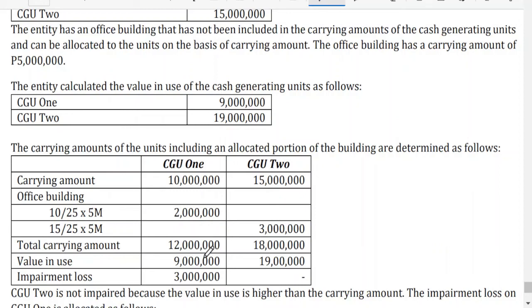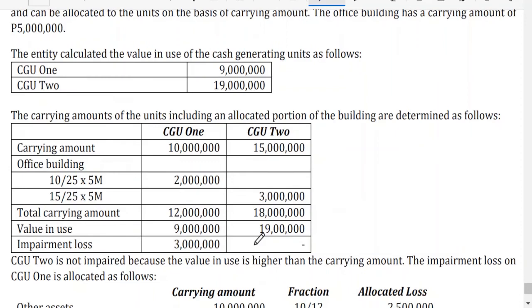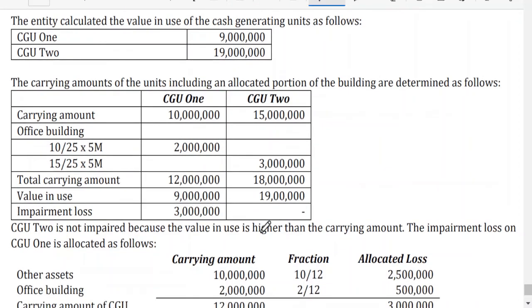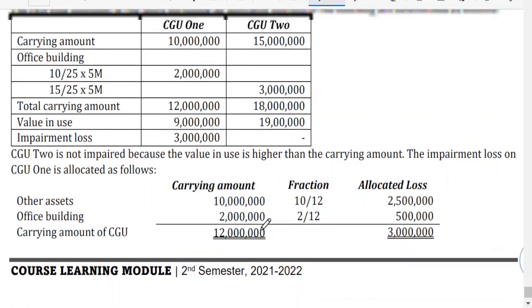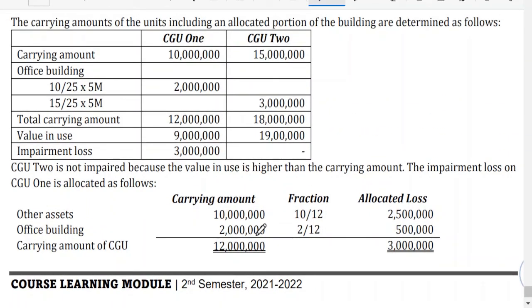For CGU1, the value in use is 9 million. Meanwhile, the CGU2 has a value in use of 19 million. As a rule, di ba, to determine if there is impairment loss, we have to check the carrying amount and the recoverable amount. In this case, our recoverable amount is the value in use. For this problem, since the value in use of CGU1 is lesser than the carrying amount, there is an impairment loss. Meanwhile, in CGU2, since the carrying amount niya is lesser than the value in use, or the value in use is greater than the carrying amount, then there's no impairment loss. Therefore, ang mag-recognize ra og impairment loss here is CGU1.